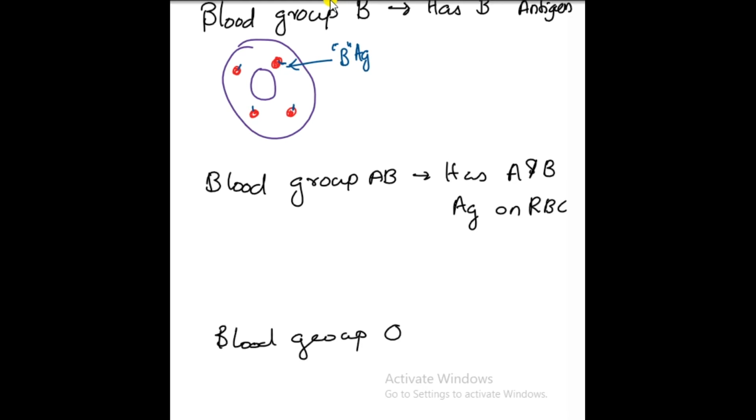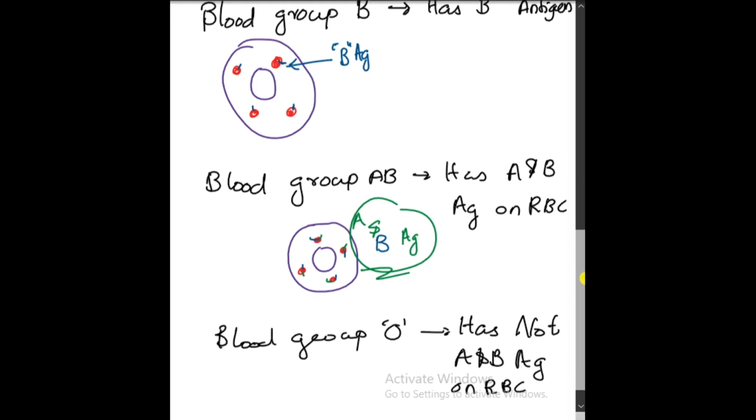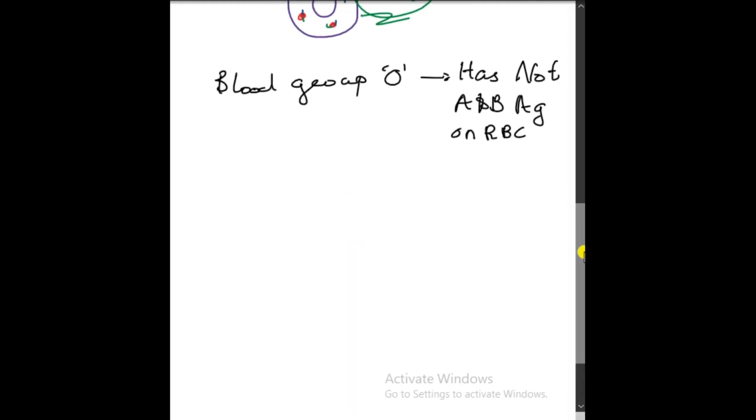Blood group AB has both A and B antigen on RBC. Blood group O has no A and B antigen on RBC. Okay, I'm drawing a blood lumen and the RBC. You can see both A and B antigen on the RBCs. So differentiating between antigen and antibody: antigen is present on the surface of the RBC and the antibody is seen in the blood serum. Okay, that is the first concept.